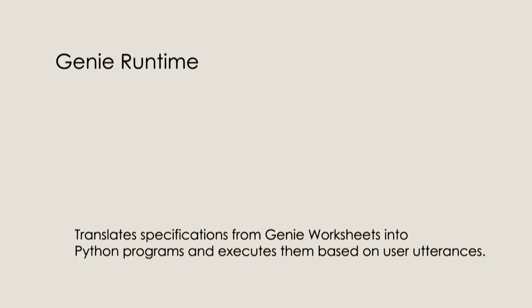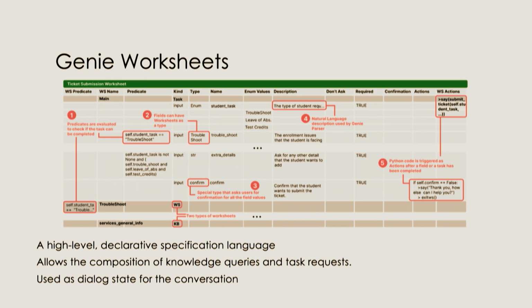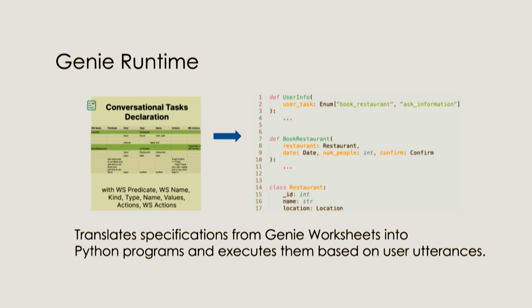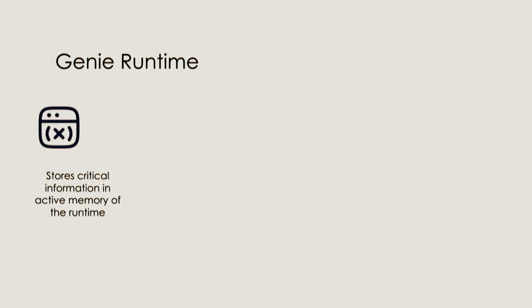So as we can see in the previous slide, we have the user task, it has student tasks, troubleshooting, extra details, it has some other functions, and this is a Python snippet which also contains, this is for the restaurant booking task, where you have book restaurant and then you can define your databases as well. Now, how does Genie runtime actually handle this? Genie runtime helps you with the memory issues that we already talked about and how to help with the instructions.